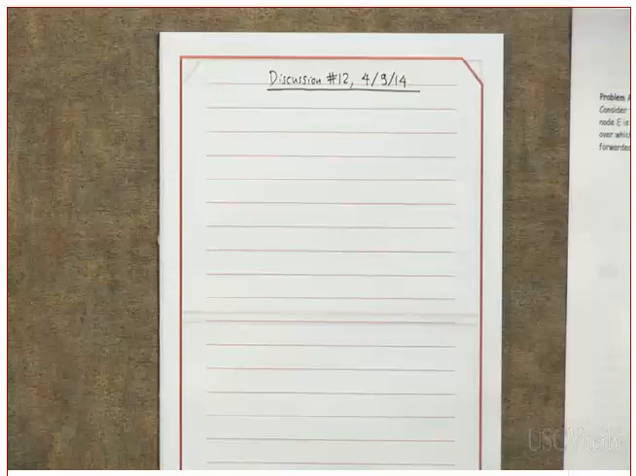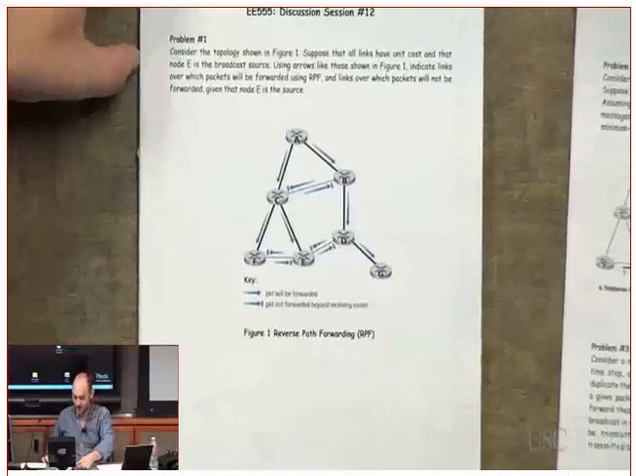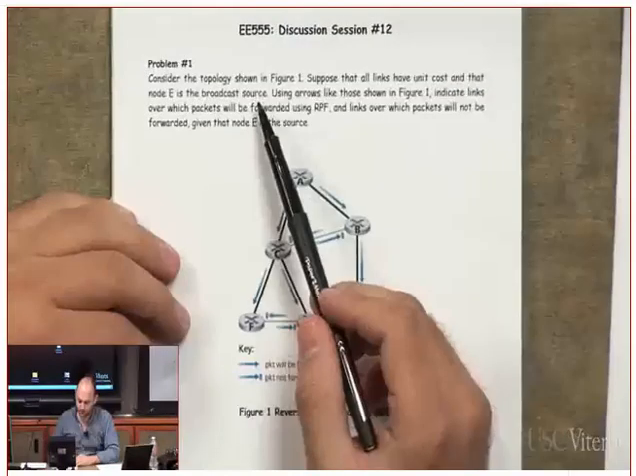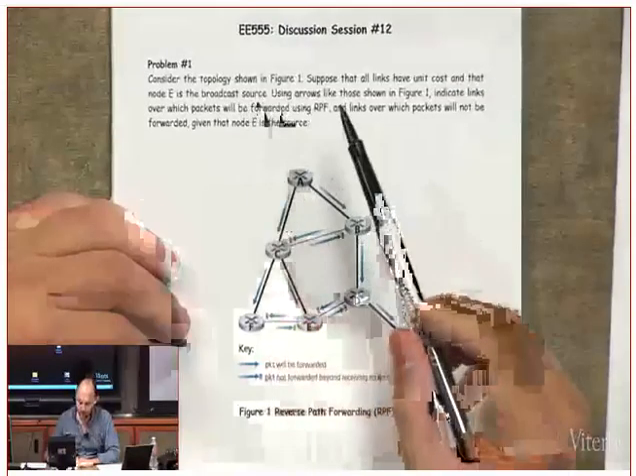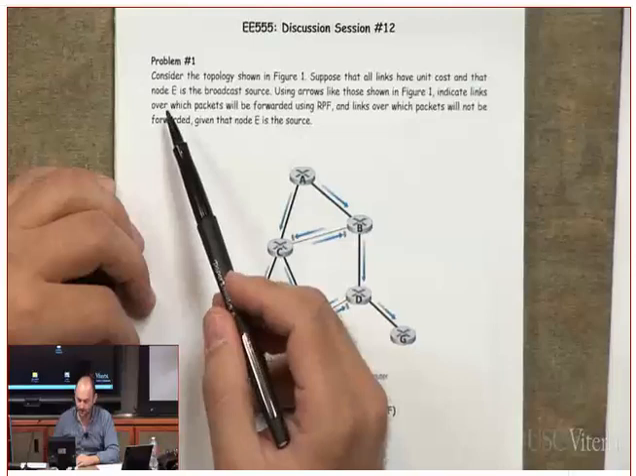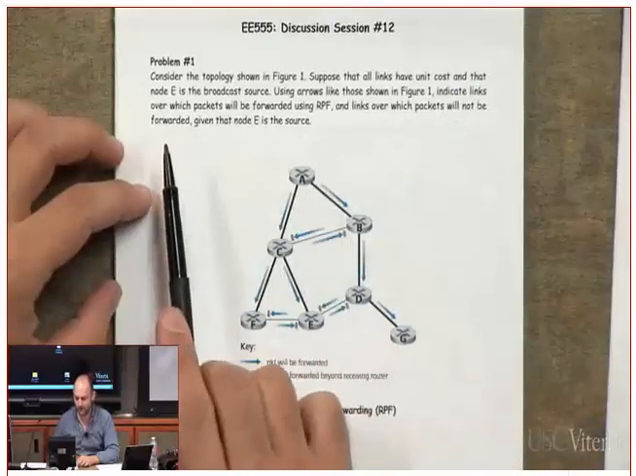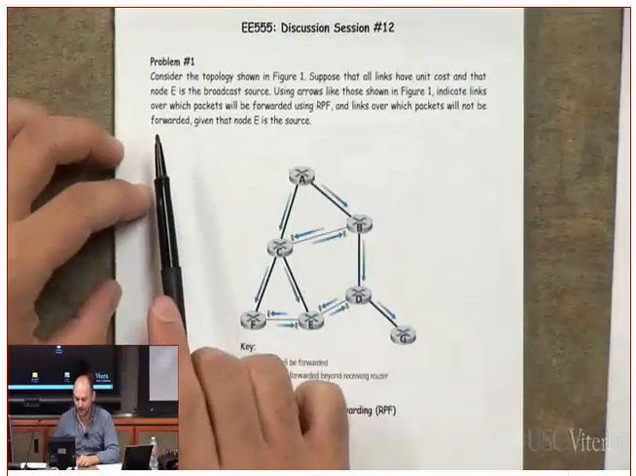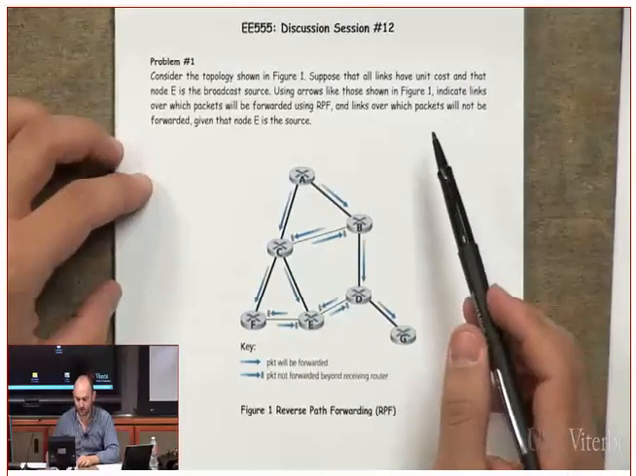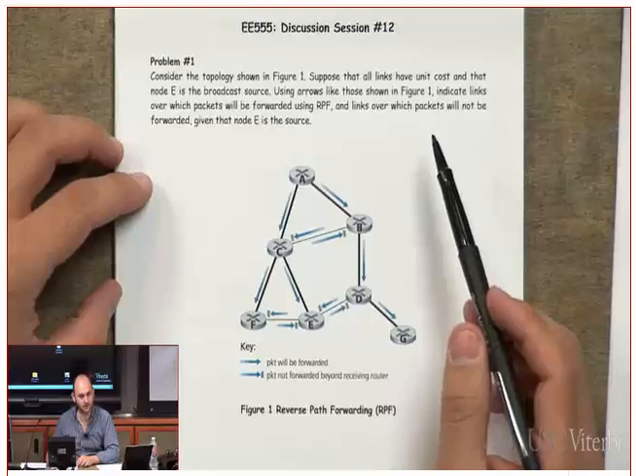Alright, so let's see. The first problem is related to what we saw last time. Assume we have this topology here like the previous problem. Consider the topology in figure 1. Suppose that all links have unit cost and that node E over here is the source. Using arrows like those shown in figure 1, indicate links over which packets will be forwarded using RPF and links over which packets will not be forwarded, given that node E is the source. Okay? So the evolution of RPF on that graph.